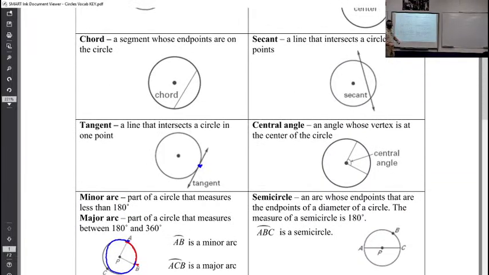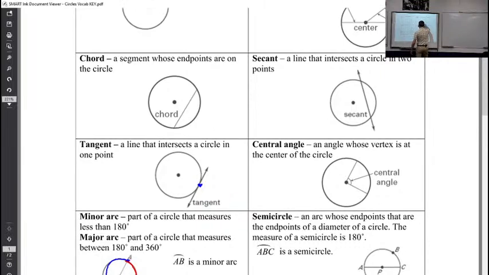So let's go through it all one more time here. Recap all these ideas. And then what I'm going to have you do is label parts of the circle. I'm going to give you a diagram with some circles and some lines and some segments and ask you to give me examples of these terms. Okay, so let's recap it one more time before I do that.